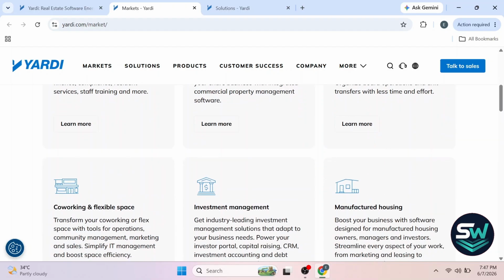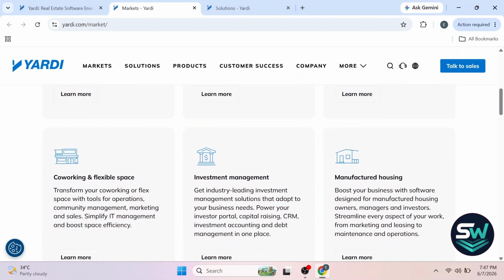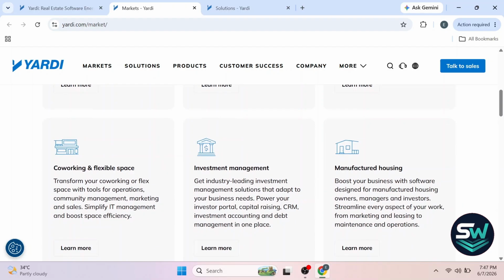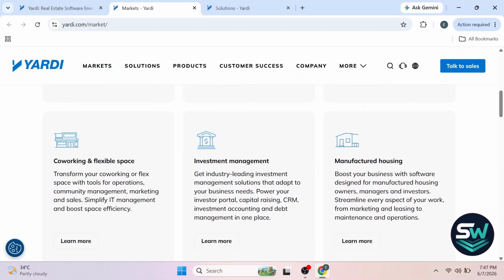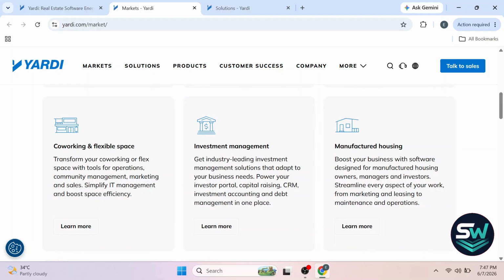Next, we have co-working and flexible space. This category focuses on shared office environments and flexible workspaces. The tools support community management, sales, marketing, operational workflows, and space utilization. Then we have investment management. Investment management solutions help organizations oversee investor relationships, fundraising efforts, CRM activities, accounting processes, portfolio performance, and debt management.